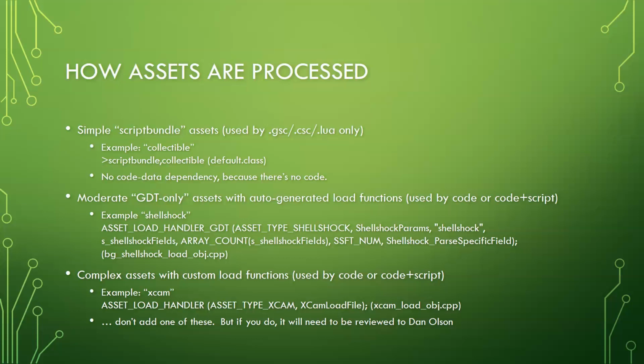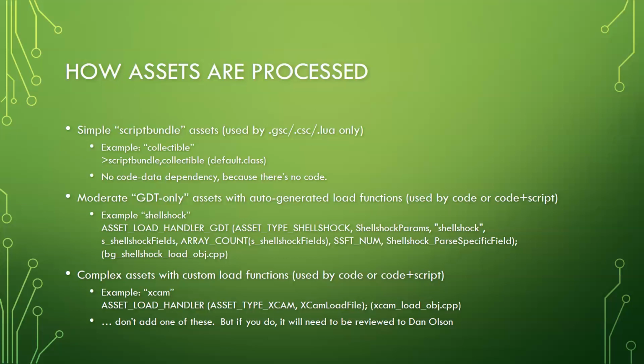We'll talk real quick about how assets are processed. There are really 2 different types of assets, even though there are 3 bullet points on the slide. There are simple script bundle assets that are used by scripts only, or at least primarily. I want to say only. An example would be collectible.